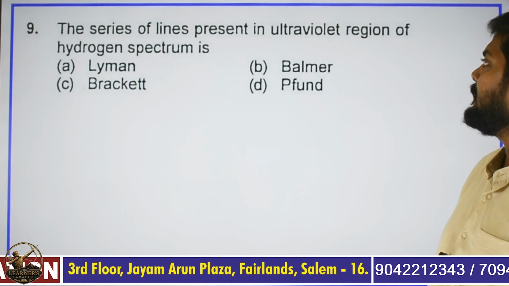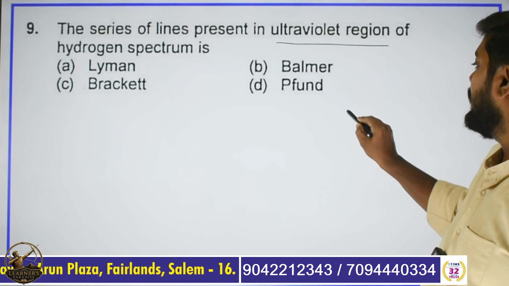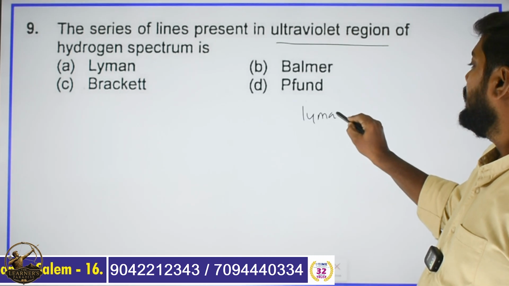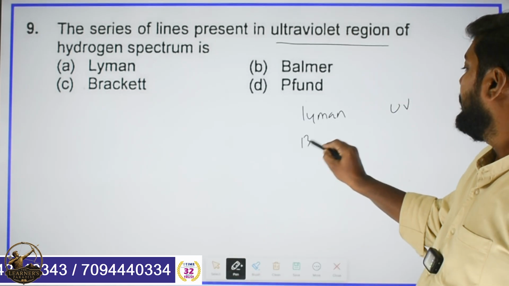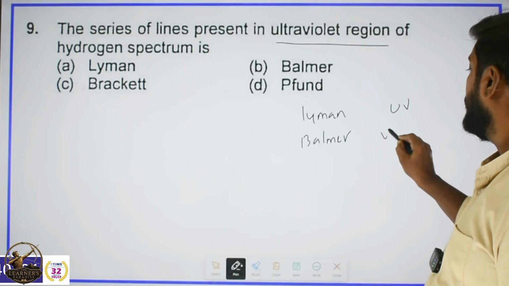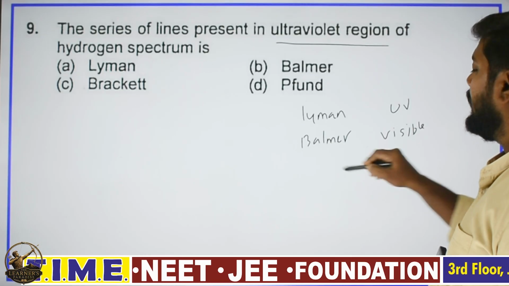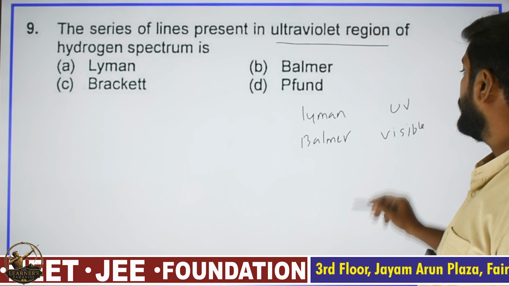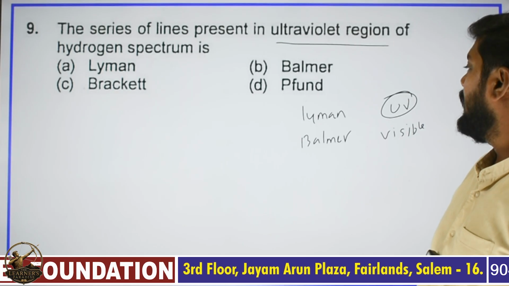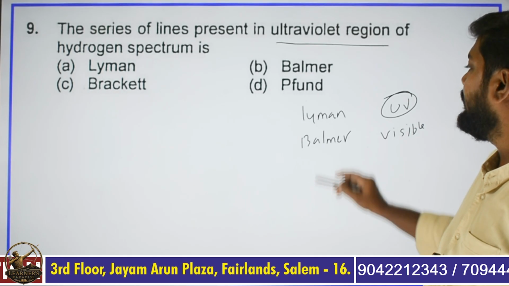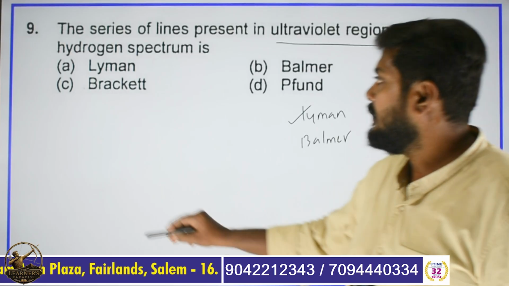They have asked about the series of lines present in the ultraviolet region. So Lyman will be in UV, Balmer will be in visible, right, and the rest will all be in the IR region. So you are asked to predict for UV, ultraviolet will be present in the Lyman series, that is your option A.